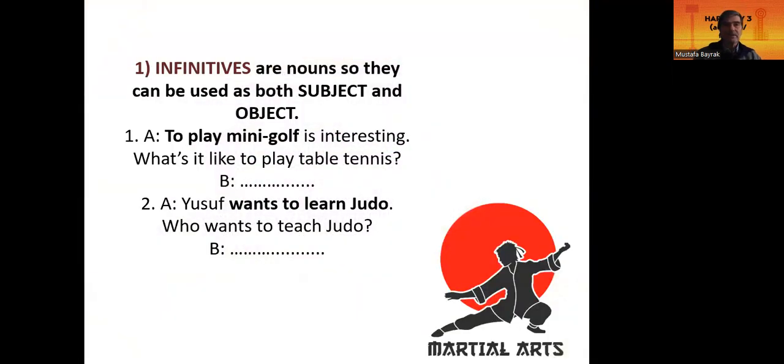Let's start with infinitives. Number one, infinitives are nouns, so they can be used as both subject and object. For example, to play mini golf is interesting. What's it like to play table tennis? To play table tennis is exciting. Yusuf wants to learn judo. To learn is the object here. Who wants to teach judo? Jakub wants to teach judo.